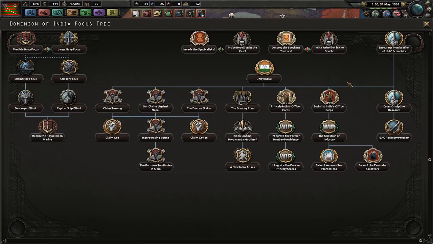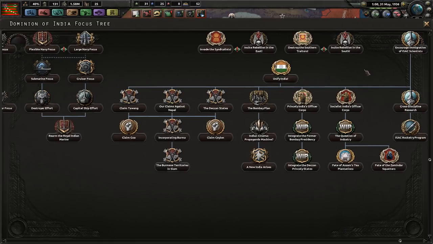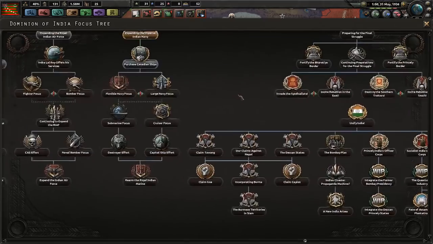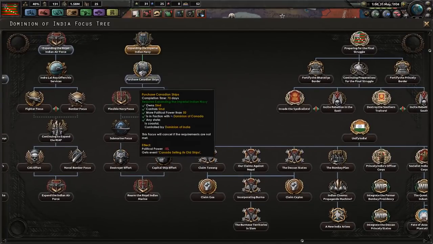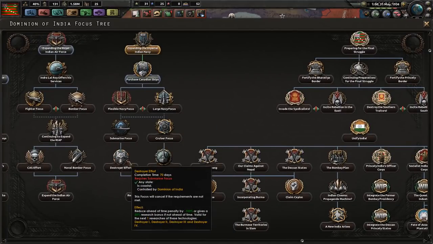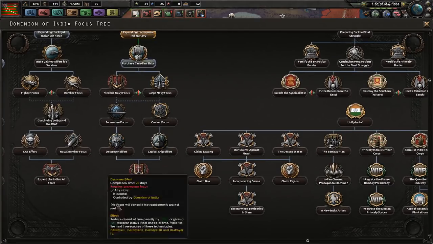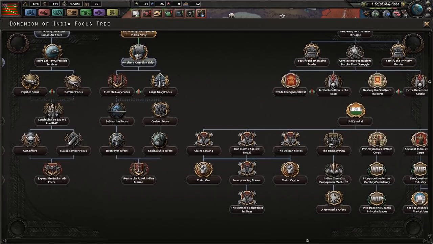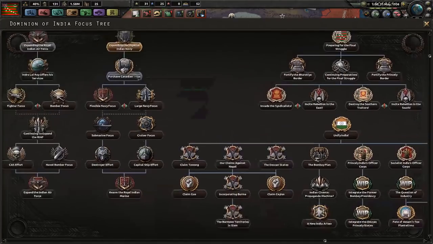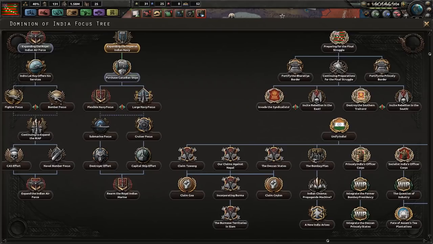So unless you need the manpower, I would strongly recommend that you ignore these 7 focuses and spend them on something else. Let me put it to you this way. 7 focuses, 1, 2, 3, 4, 5, 6, 7. If you took this here and then didn't take anything else until you had unified India, the time you could have spent just getting more manpower, you could have started working on a good navy. So that's all I'm saying. All right.